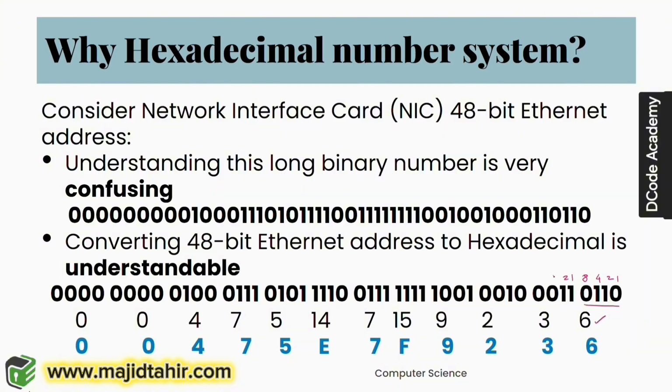Again 1, 2, 4, 8. This is 3. This is 2. This is 9. This was actually 1, 2, 4, 8, equivalent to 15, which makes F in hexadecimal, and so on. So you see, making groups of 4 starting from the right side is how we can easily convert this long binary number into hexadecimal numbers.